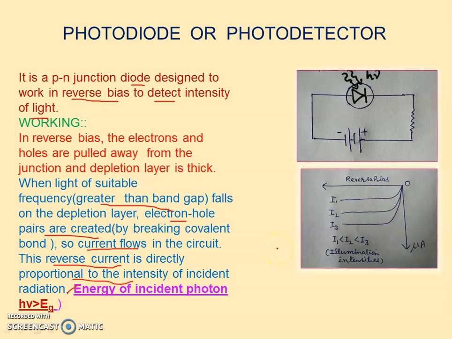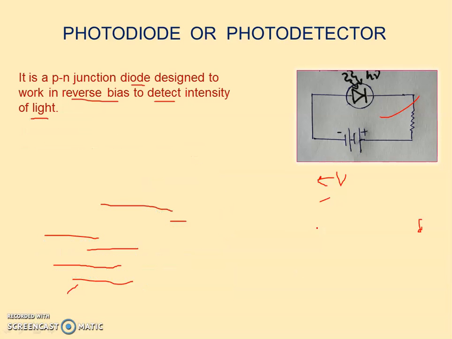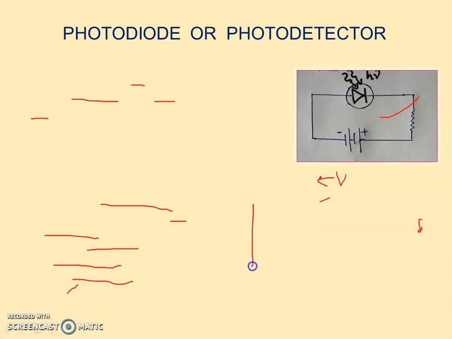Now, since it is reverse biasing, this is the reverse voltage, and along the y-axis there is reverse current. So after increasing the reverse voltage, the current initially increases, and after a fixed value of voltage, the current becomes saturated, means becomes constant. So what is happening over here? This is the diode.